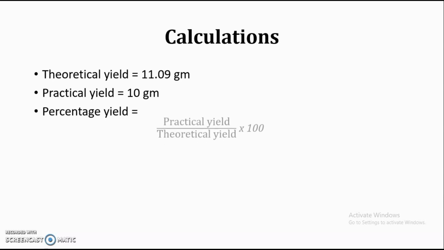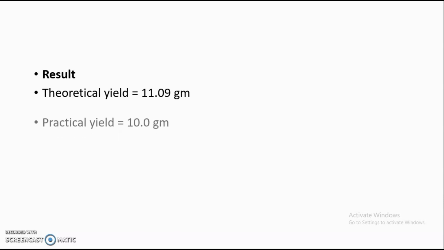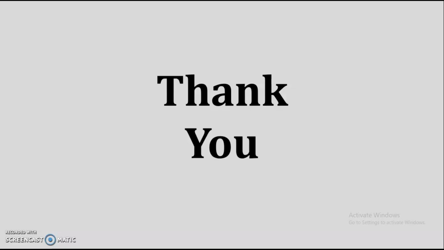Then percentage yield will be calculated by using the formula practical yield divided by theoretical yield into 100. So 10 divided by 11.09 into 100 gives us 90.17% weight by weight. We will record the results in such a way that theoretical yield is 11.09 gram, practical yield 10 gram, percentage yield 90.17, and our melting point is 166 degrees Celsius. So in this way we can record the result, and also we can perform the synthesis of para-bromoacetanilide by using acetanilide. So thank you.